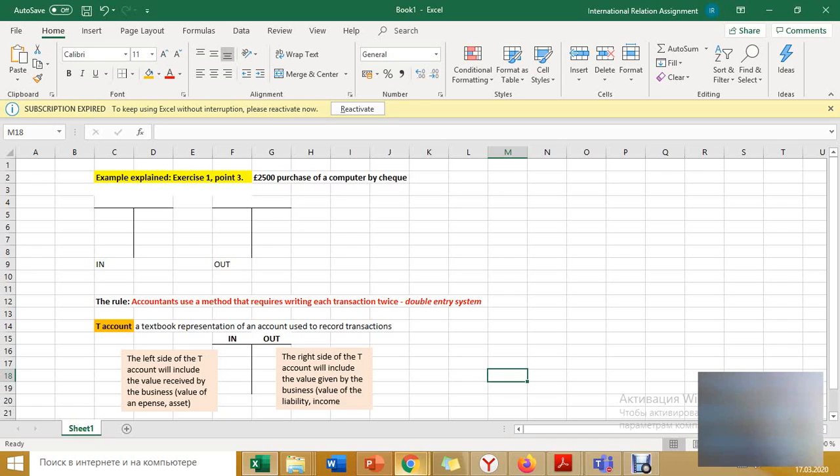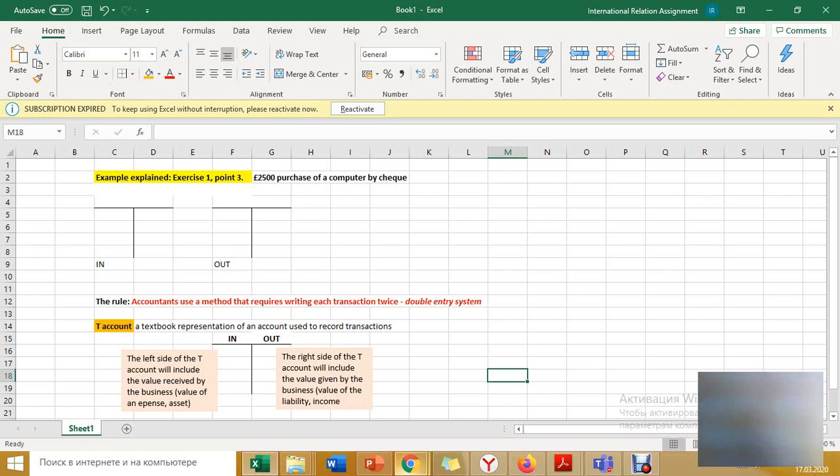Good morning, everyone. I've been receiving messages from you that you don't understand how to work with exercise 1.3, which asks you basically to work with T accounts, or to show the transactions by using a T account, right? So in order to understand how to use a T account, you have to return back to the course, or let's say to the explanation of what exactly a T account means, right?